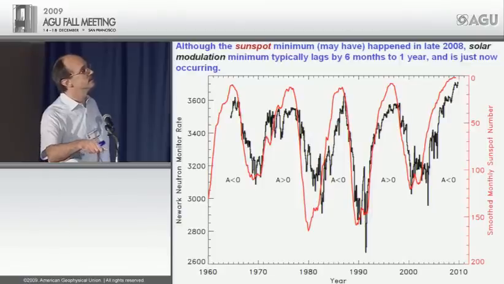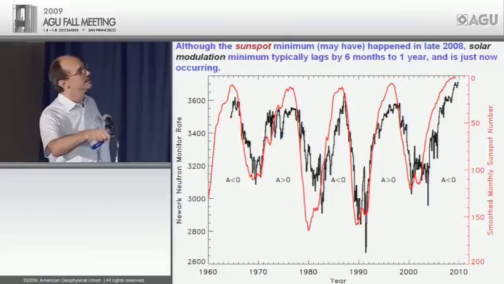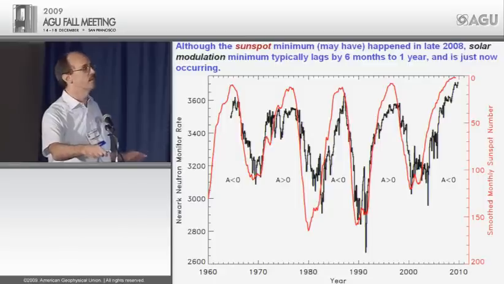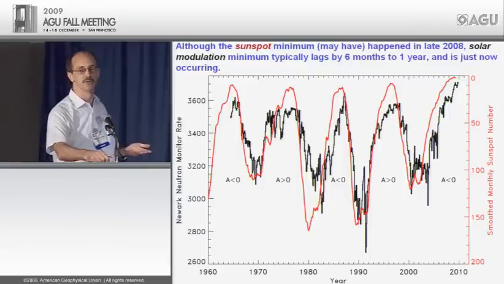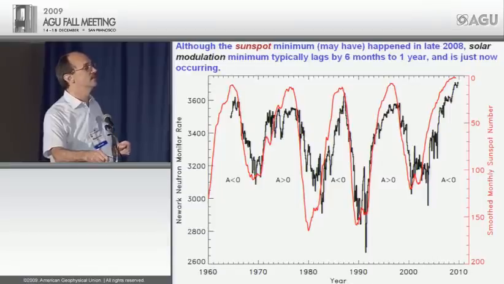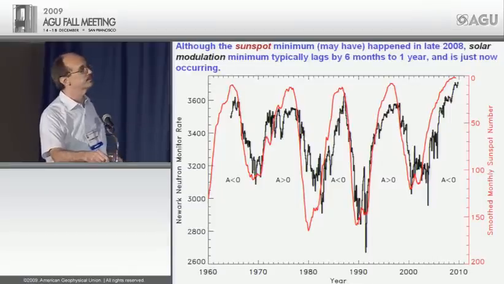For comparison, shown on the right axis here and plotted upside down just to confuse you, is the sunspot number during the same time. And what you see is that typically, it's easier seen at these A negative minima, typically the sunspot minimum leads the modulation minima or the GCR maxima by about a year or so. And so if the experts are right and sunspot minimum really occurred in December 2008, and I think the jury's probably still out on that, then we ought to be entering modulation minimum right about now.